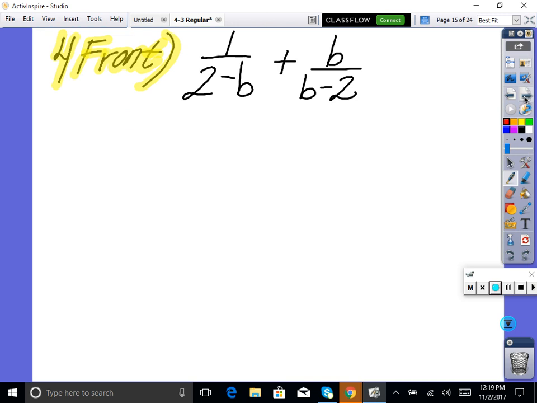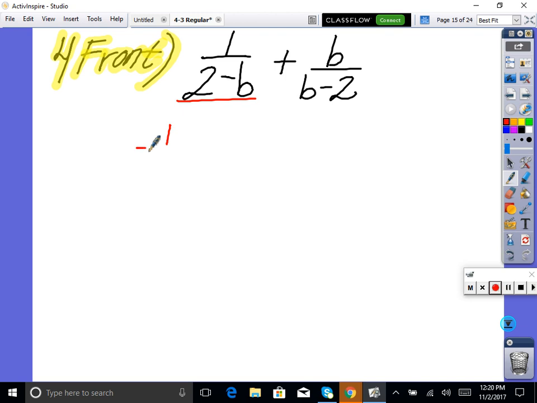Okay. Hey, go to number 4 on the front. Now, isn't the rule when adding and subtracting to get a least common denominator? Yeah. So we've got to make the denominators look the exact same. Now what I want you to notice here is this isn't in standard form. So we don't really know what that denominator is unless we rewrite it in standard form. So let's completely rewrite the problem.